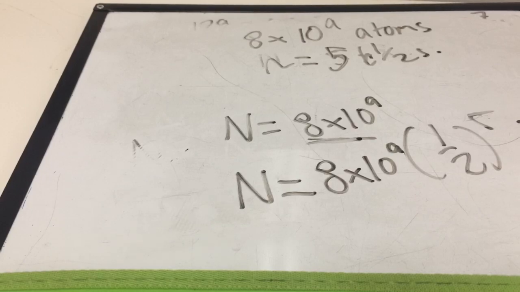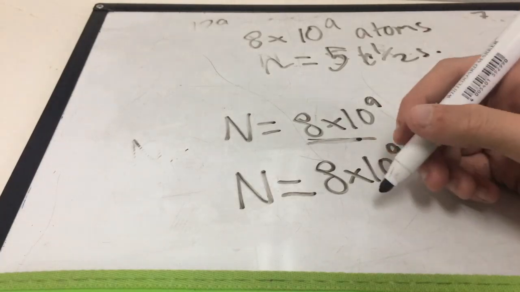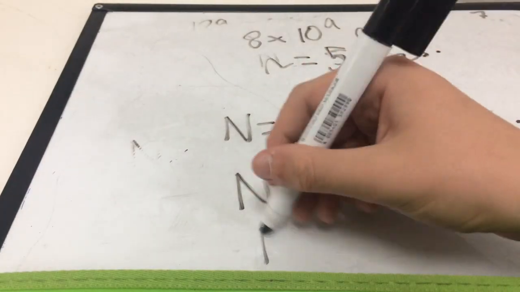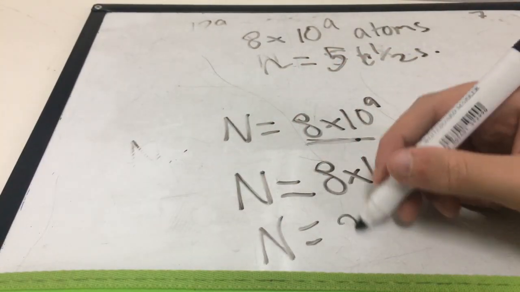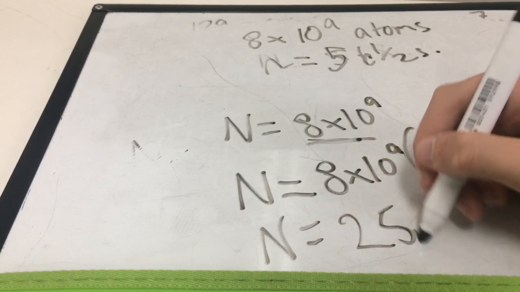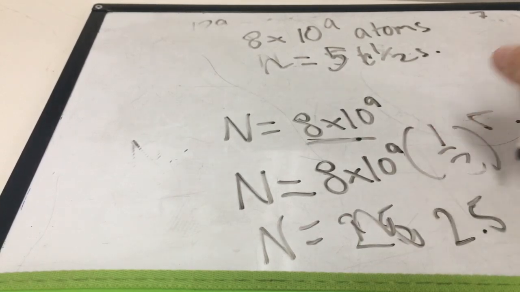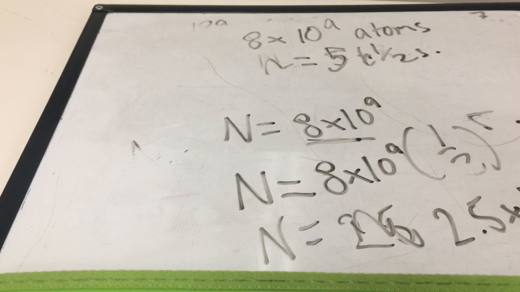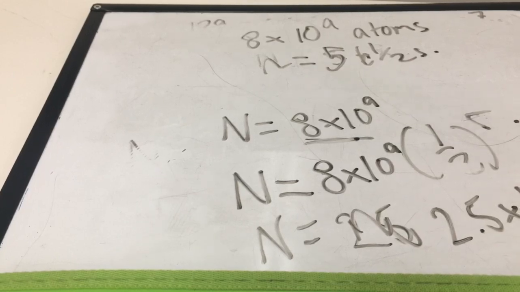It's going to be about 250 million. It's going to give you 250 million. So that'll be this, 10 to the power of 8. So yeah, and that's half-life in a nutshell.